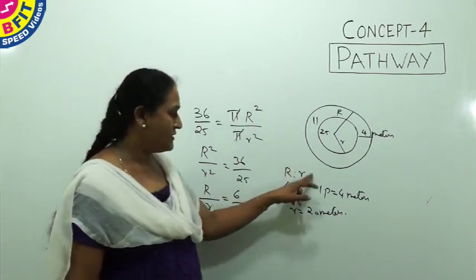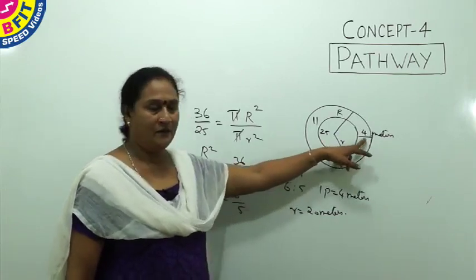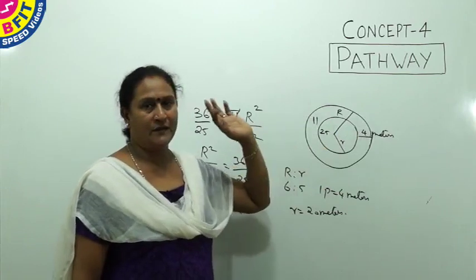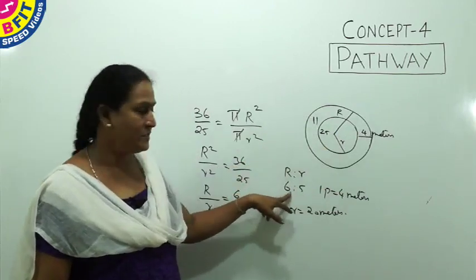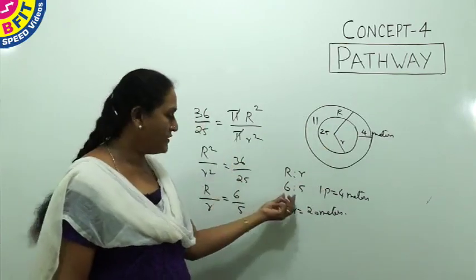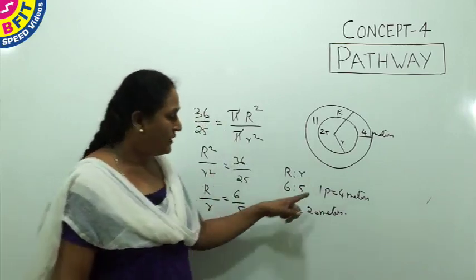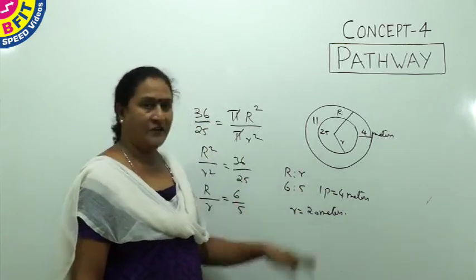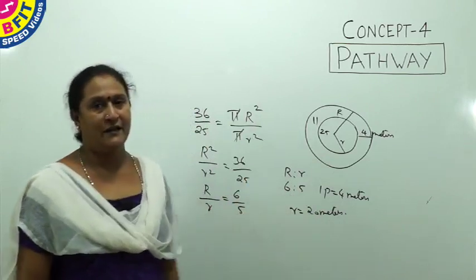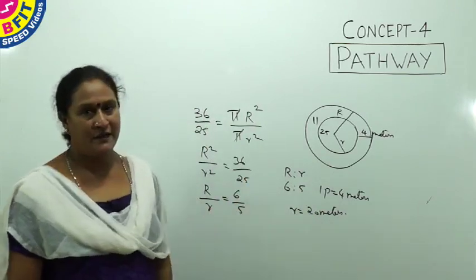And now we need this r. So what is the detail given? The width is 4 meters, which means the difference in radius is 4 meters. So what is the difference in ratio? 1 part. So when 1 part is 4, we need 5 parts, which is 5 into 4, 20. So the radius of the pool is 20.